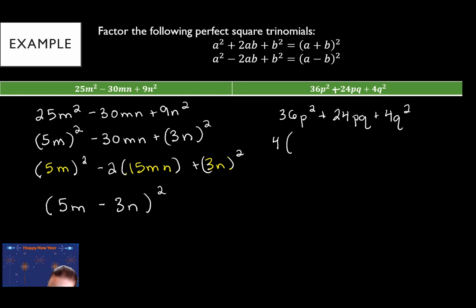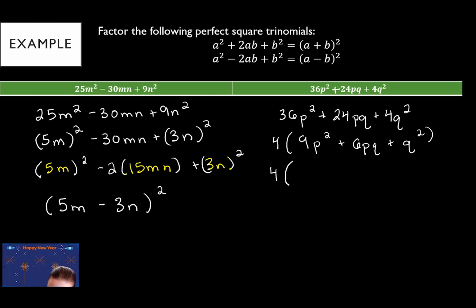So if I factor out a 4, 36 divided by 4 is 9. So I get 9p squared plus 24 divided by 4 is 6. Or you can do the middle one. And then 4 divided by 4 is 1. So I've got 9p squared plus 6pq plus q squared. That's q squared. That's what I got. Now, this is still a perfect square trinomial, so it doesn't change that fact. We can still use the shortcut. We just needed to take a 4 out first, and it gives us smaller numbers to work with.